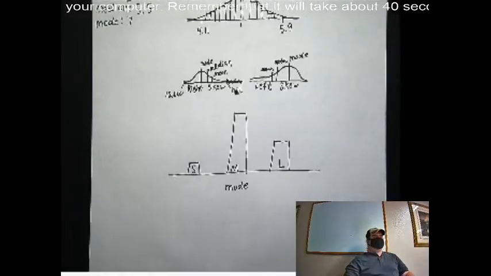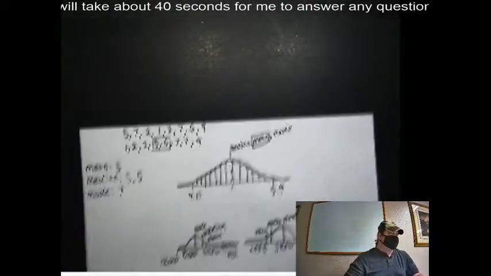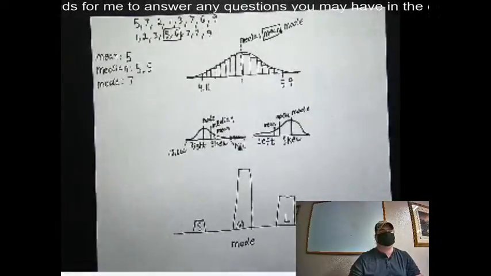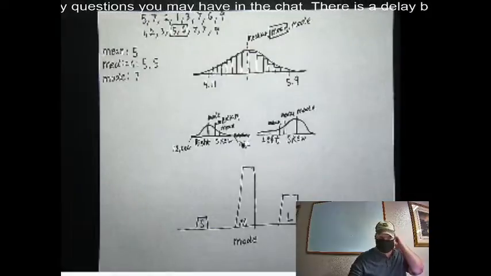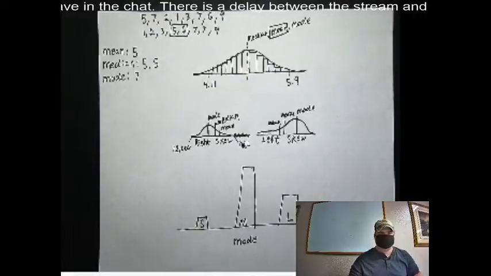Any questions? No? Makes sense? Good. All right. So again, mean, median, and mode are measures of central tendency, what the data is doing overall. And they can be used for different scenarios to represent the data.